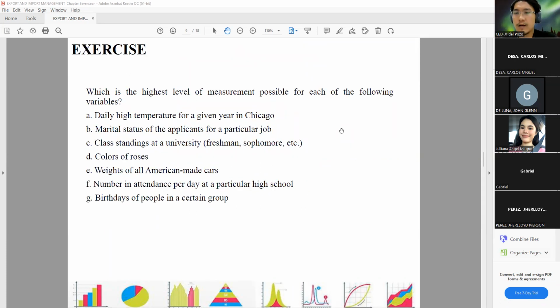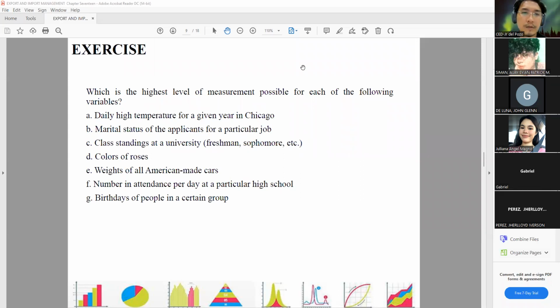Okay, we try to answer this. Letter A, what is the highest level of measurement possible for each of the following variables? So sabihin nyo lang dito kung ito ba ay nominal, ordinal, discrete numerical scale, or continuous. Okay, letter A, daily high temperature for a given year in Chicago. Ano kaya to? Continuous po, sir. Yes, continuous.